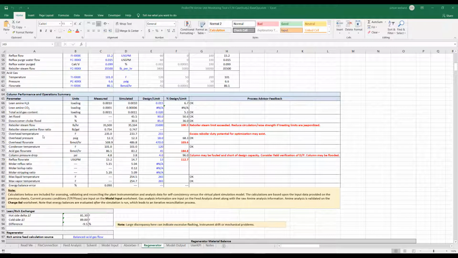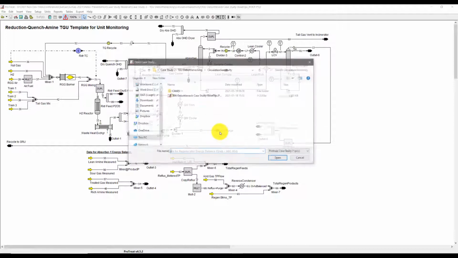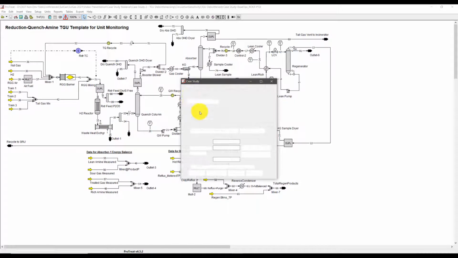With this collective advice in mind, we can look at evaluating moves on the unit to relieve some of these limits. The first thing that came to mind to OGT in reviewing this data was whether the unit needed to be running so much circulation. Using the ProTreat model, we can create a side case study to evaluate dropping the circulation rate while keeping the steam rate where it is in the reboiler. For the sake of time, we've already created this case study, so I'll just show it opening up now to show how it was set up.